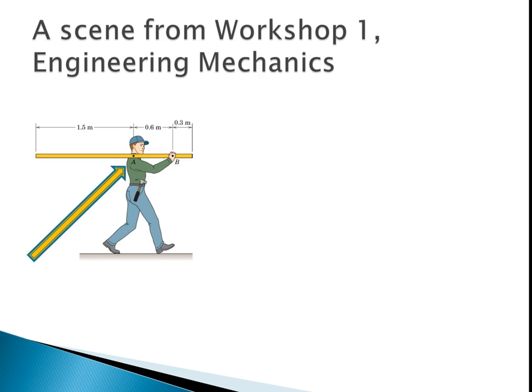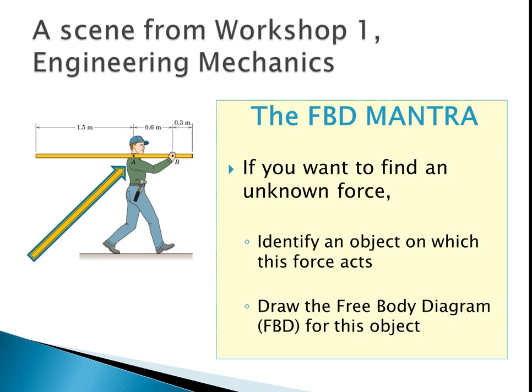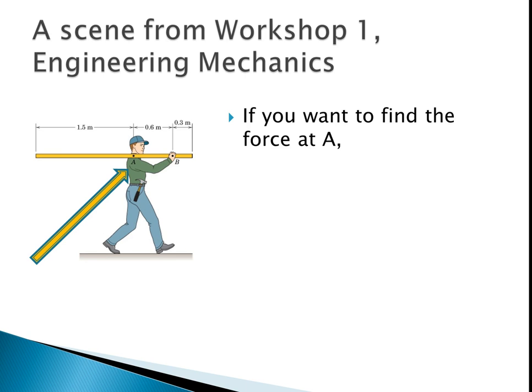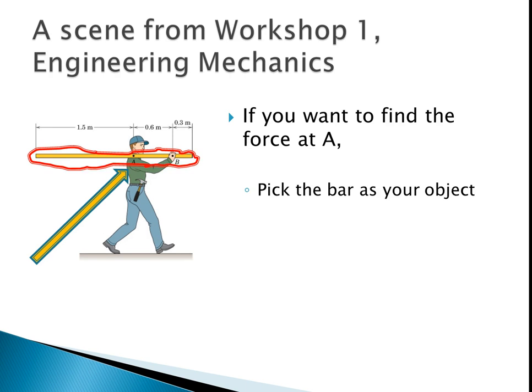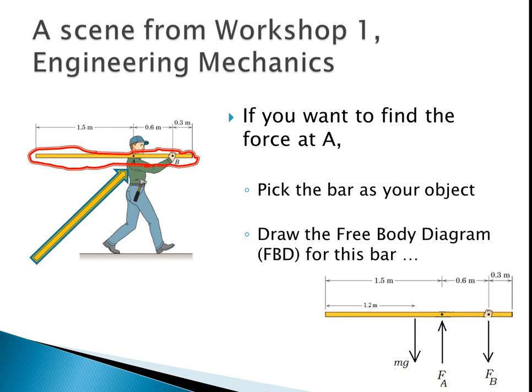This is the first time I introduce the FBD mantra. If you want to find an unknown force, identify an object on which this force acts. Draw the FBD for this object. So, for this problem, if you want to find the force at A, pick the bar as your object. Draw the free body diagram for this bar. Then you can go ahead and solve for FA.